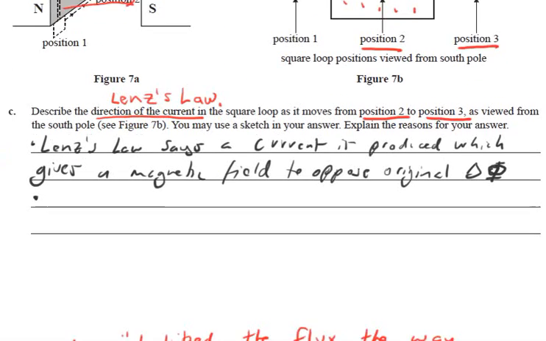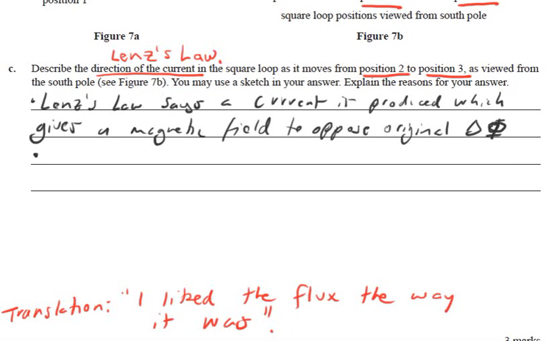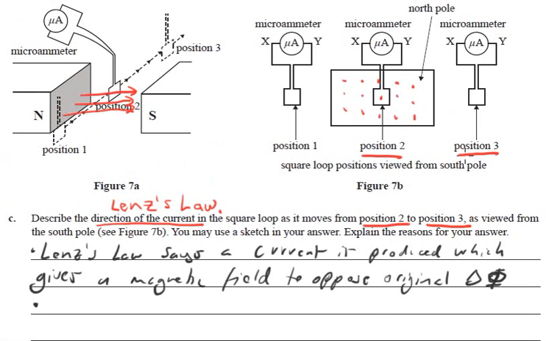And then we're going to go back down to our translation to help us get the rest of these answers. I like the flux the way it was. We're going from position 2 to position 3. So how was the flux? How did it like it? Well, if you look here, these red dots coming out of the page, the loop liked having field lines coming out of the page. It liked the way it was. So it now, in position 3, doesn't have any field lines, but it liked them coming out of the page. So, according to my translation of Lenz's law, because it liked it so much the way it was, it's going to make those field lines the way it was. So it's going to make its own field lines out of the page.